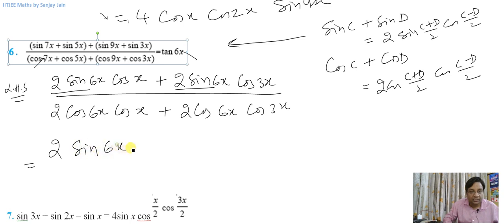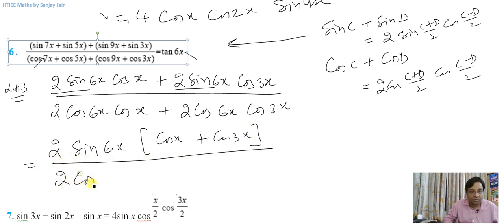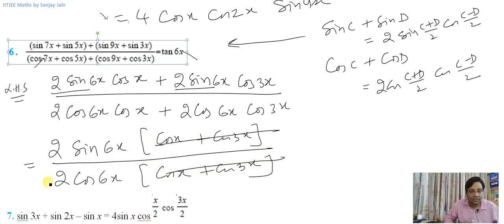2 sin 6x, inside I'll have cos x plus cos 3x, and from the denominator I'll take 2 cos 6x common, and inside I'll have cos x plus cos 3x. This term will get cancelled, this 2 will get cancelled, sin 6x by cos 6x will give you tan 6x, which is your right hand side.